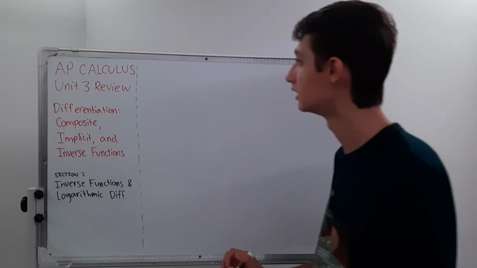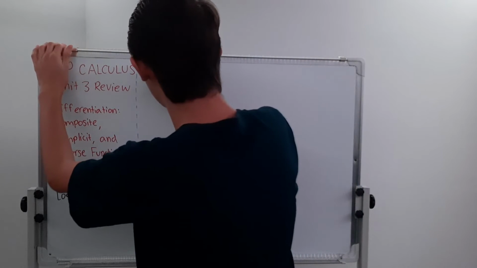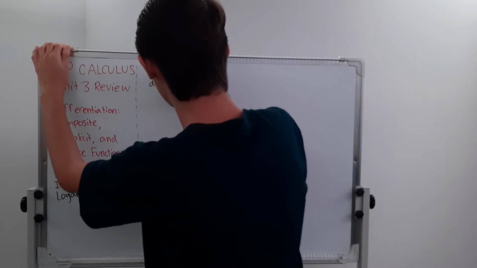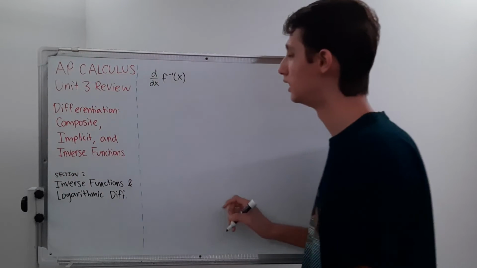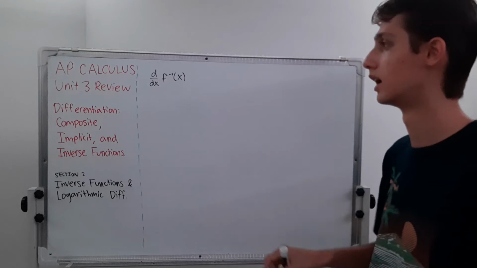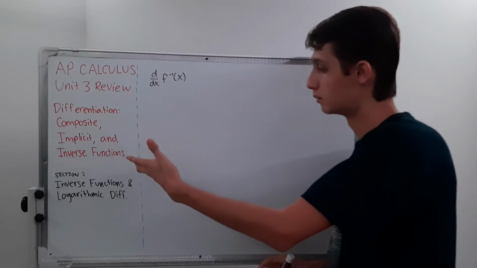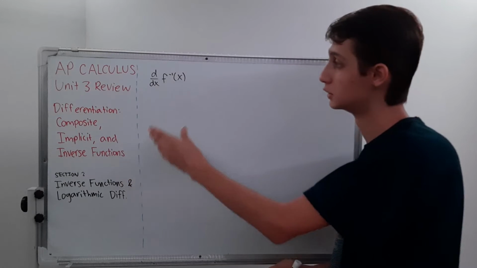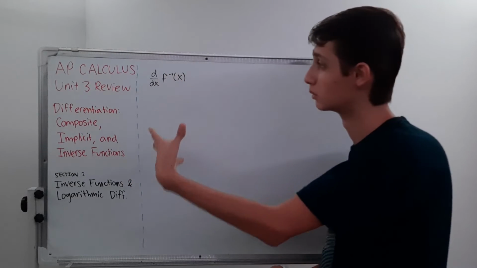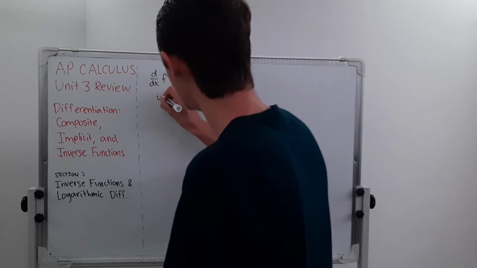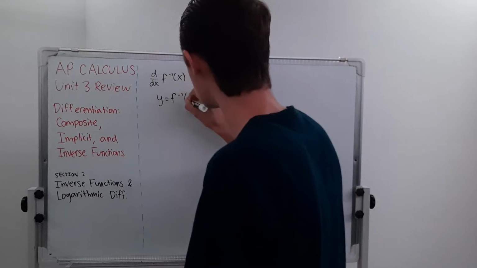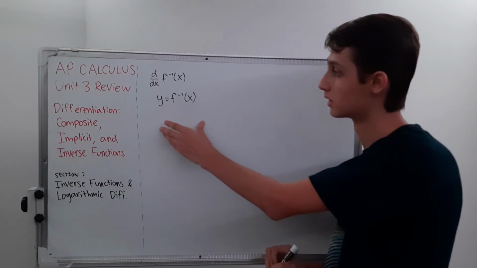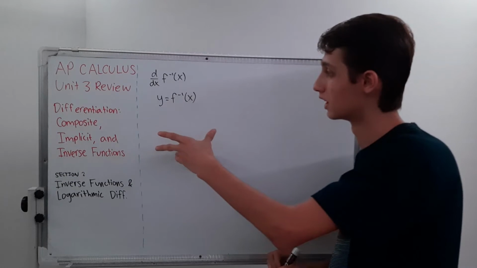So if you want to take the derivative, let's do it this way. The derivative of f inverse of x. And this is kind of weird because it's like, well, how do we do that? Well, by using implicit differentiation, you can do it in a very cool way. You could say, well, y equals f inverse of x, right? So we can set y equal to f inverse of x. Now we just take the derivative of both sides, right?